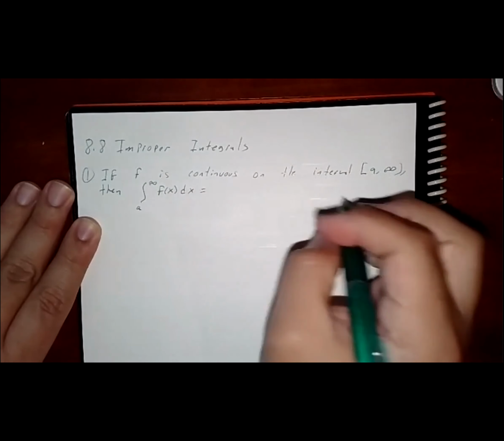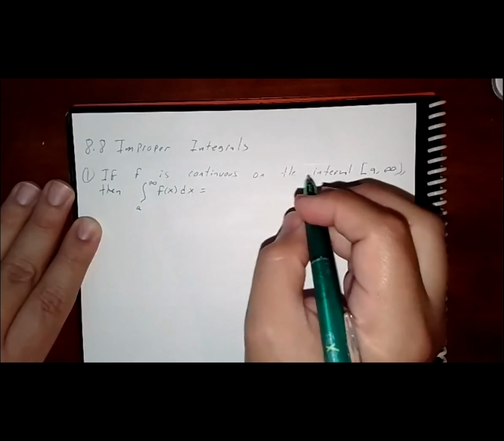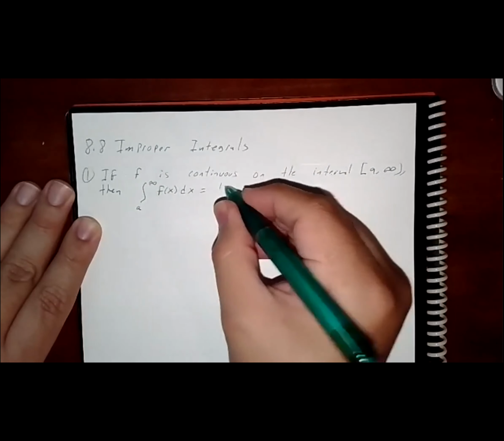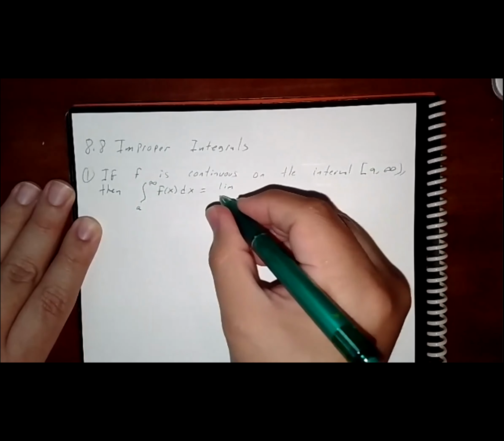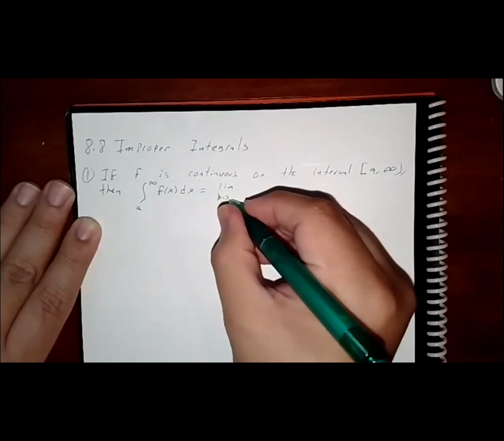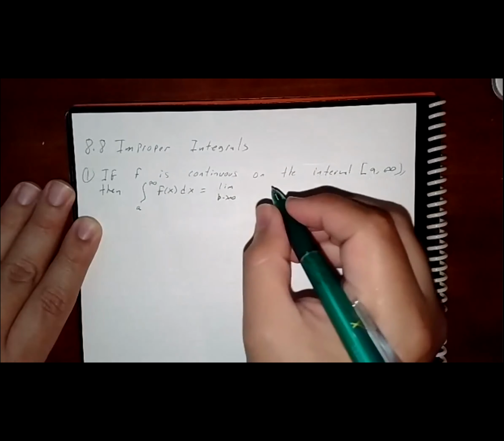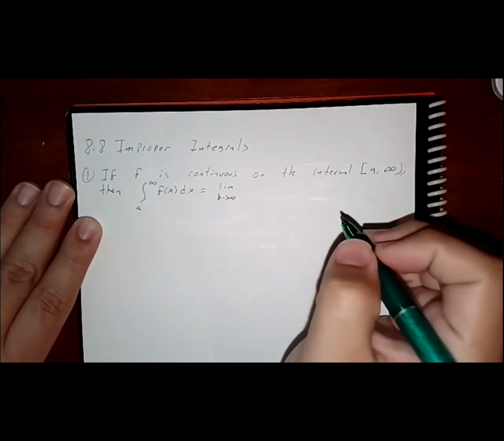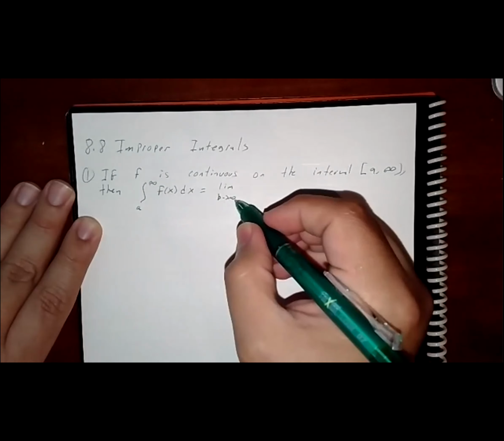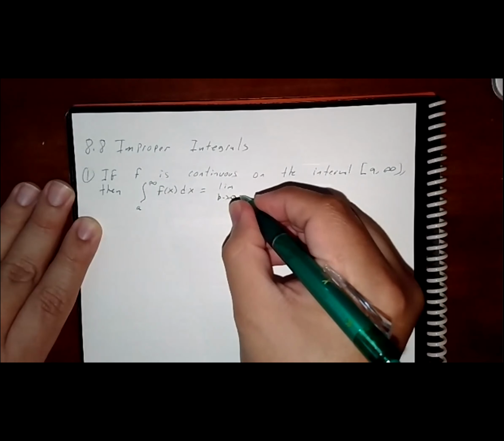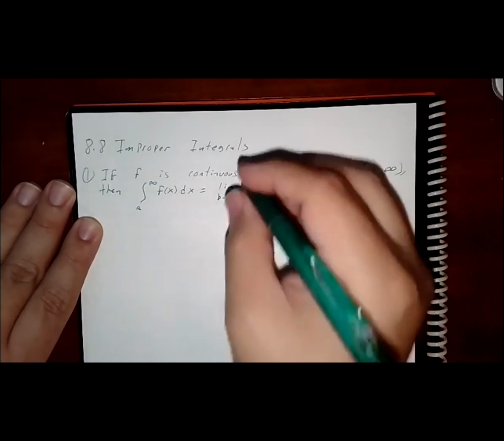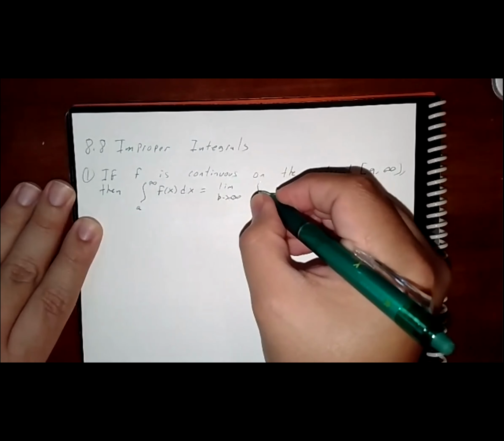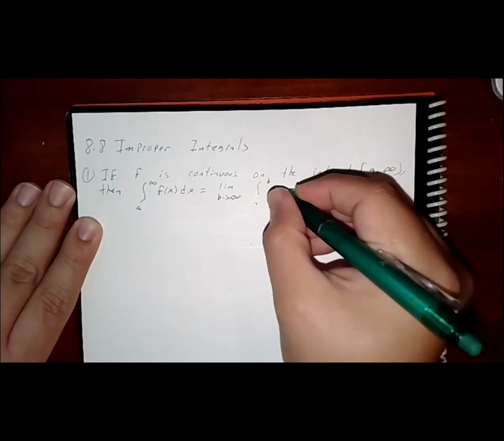So this is the rule, right? You replace the infinity with the limit, because infinity is not a value, so you have to be proper. So we'll replace infinity with b approaching infinity. So as b approaches infinity, of the integral from a to b.